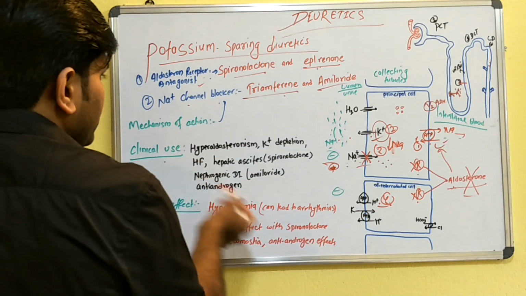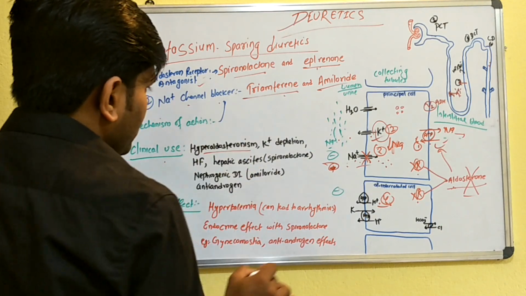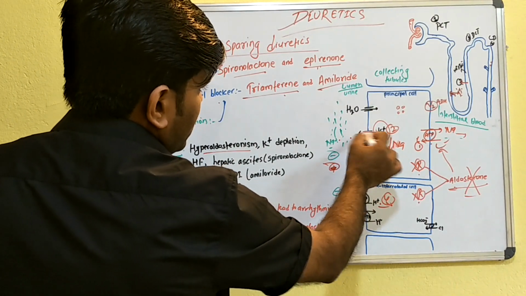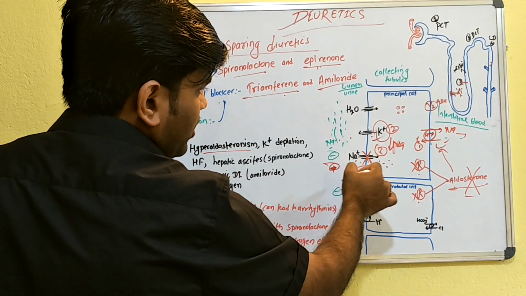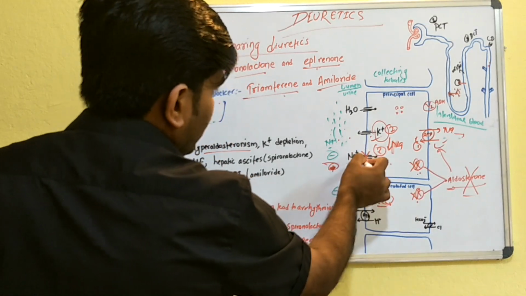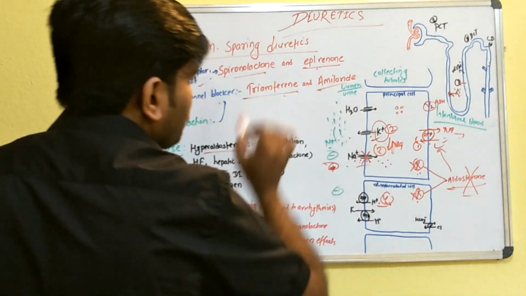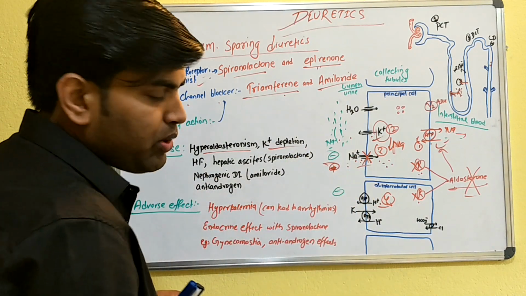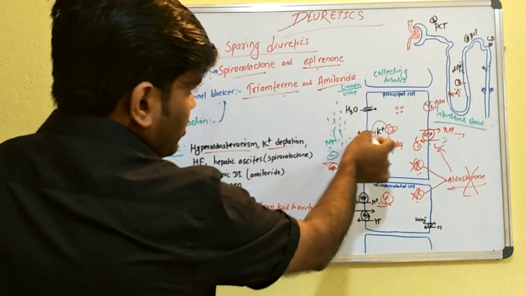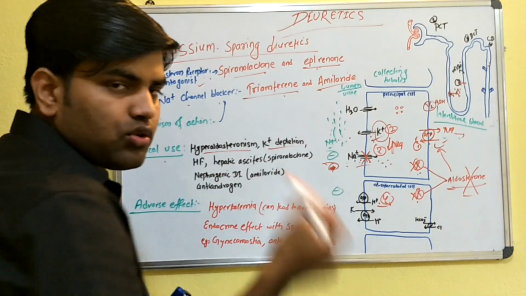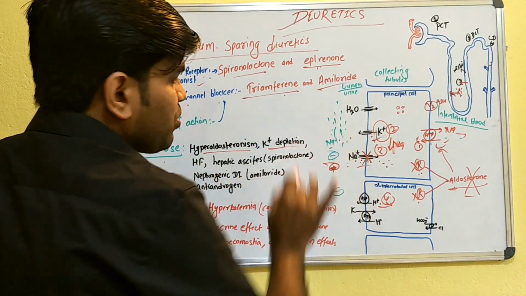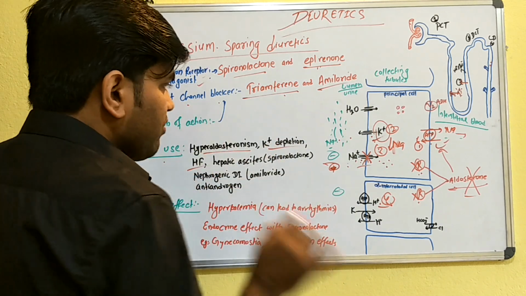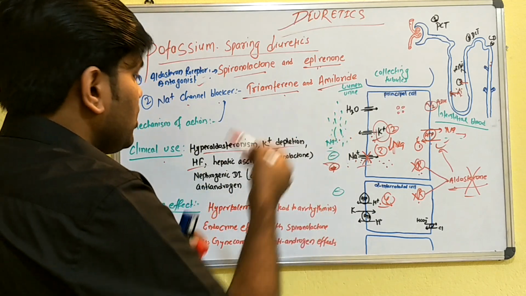What are the clinical uses? Clinical use will be hyperaldosteronism. If aldosterone activity is more, then it will lead to more potassium loss in the urine. So either you block here, or you block here. Both ways you can prevent the potassium loss in the urine. Then potassium depletion. If there is potassium depletion, obviously you will not take the risk of further loss of potassium, so you need to give this, so at least potassium will be present in your blood. Then heart failure, it is used in combination with your other diuretics.